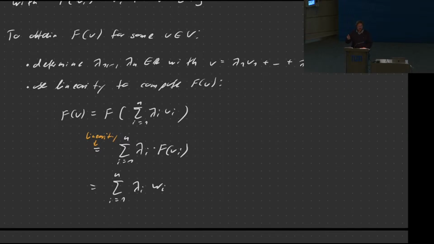And then we can just use the linearity property. So by linearity, we know that f of v is the same as f of this linear combination. And then by linearity, we can split up the sum and we can take out the lambdas. So what we get is this. Right? So it's a sum of weighted images of our basis vectors. So once we know what those are, we can compute the image of every vector in our vector space. Right? And the theorem says, well, just make up your mind what you want for your basis vectors, and then the rest is determined.